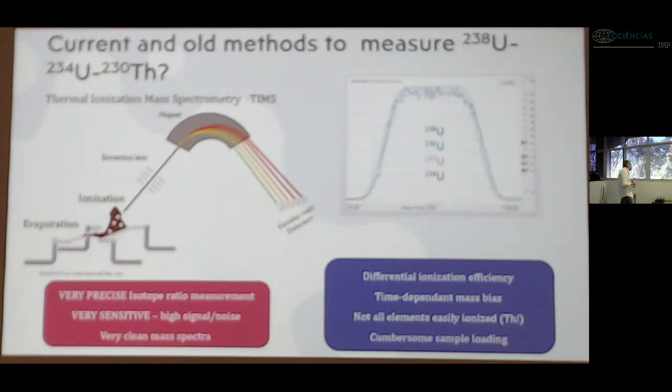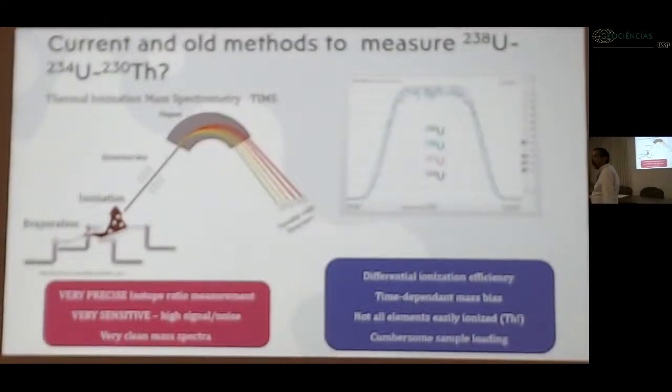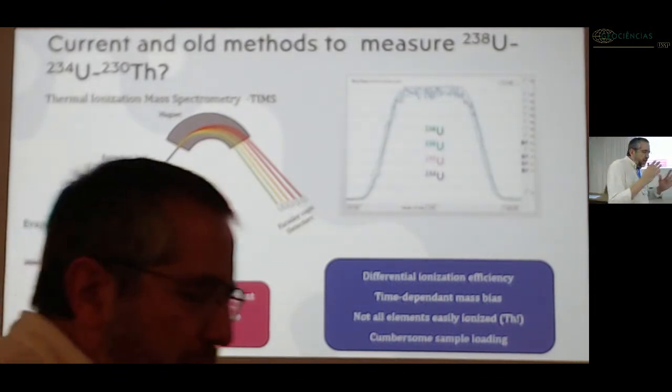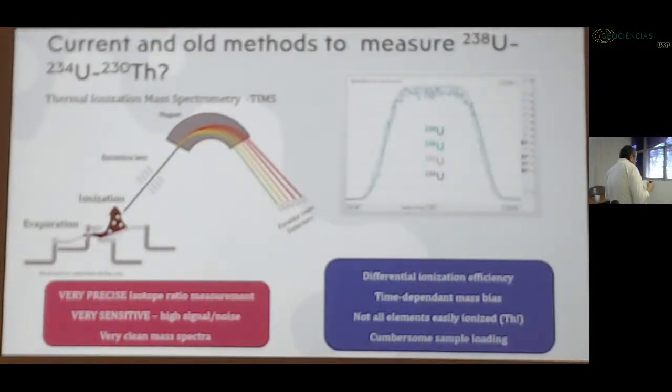So what is a thermal ionization mass spectrometer? You do your chemistry. Kathleen showed you a little bit about the chemistry, and you put a little drop of the uranium that you have purified on a filament, a tungsten filament or a rhenium filament. You put that filament in a vacuum chamber in the mass spectrometer, and then you heat it. You put a current through it, and it's basically like an old bulb that you used to have. Exactly the same principle.